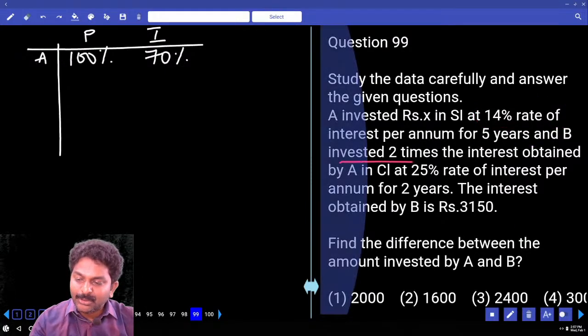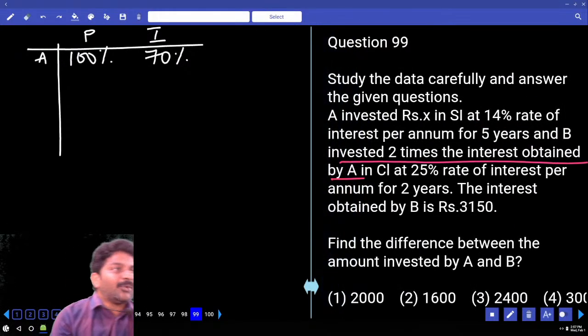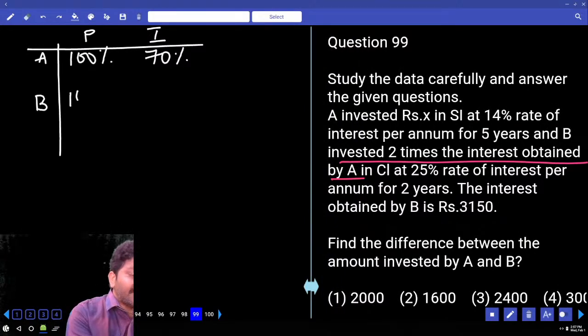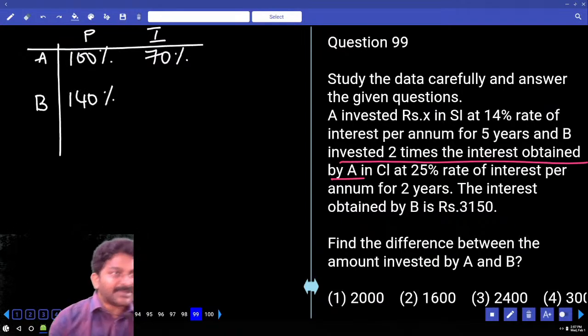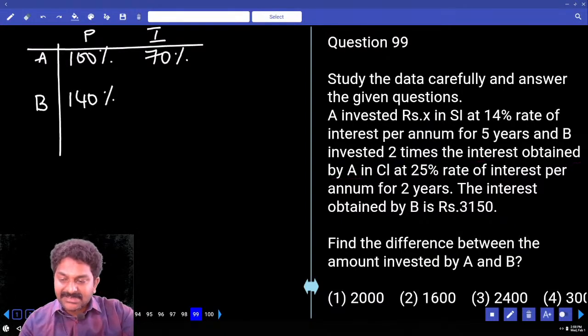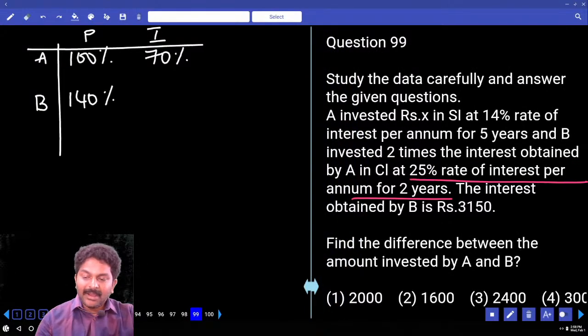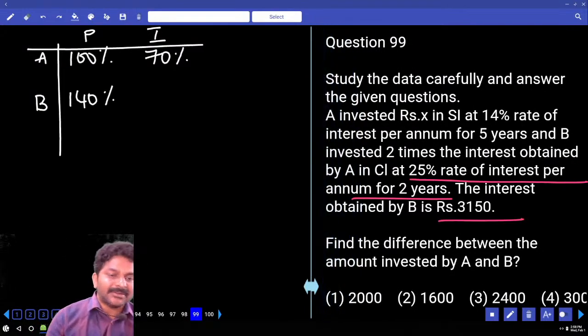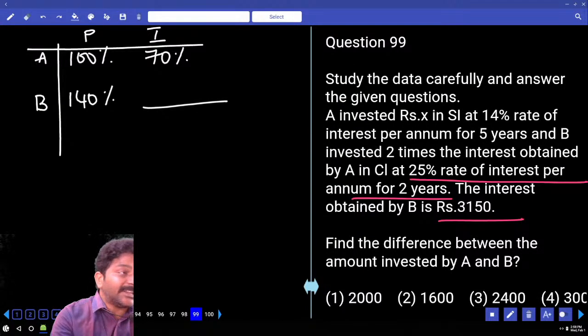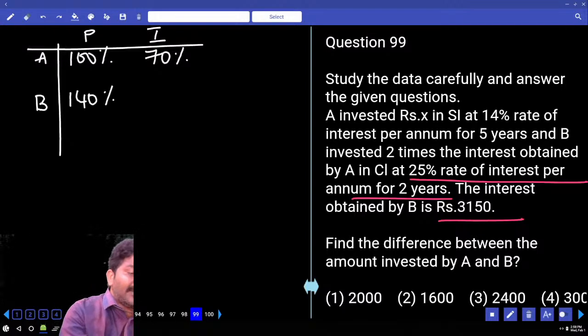B invested 2 times the interest obtained by A. What is the interest obtained by A? 70%. Then B's principal is 2 times of that, which is 140%. And that is invested at the rate of 25% per annum for 2 years, and the interest is given as 3150. So first let me calculate the interest obtained by B here. First year he will get 25% of this number, correct? How much is 25%? 35.